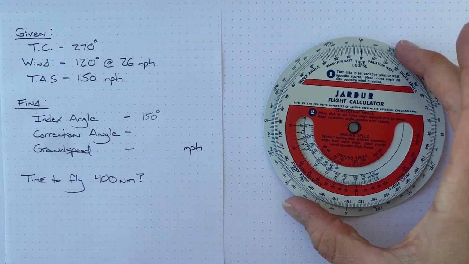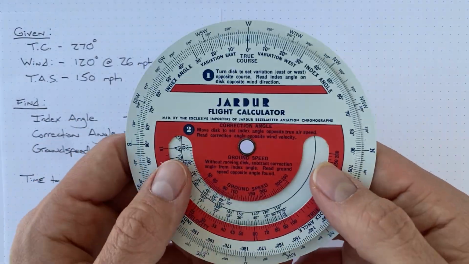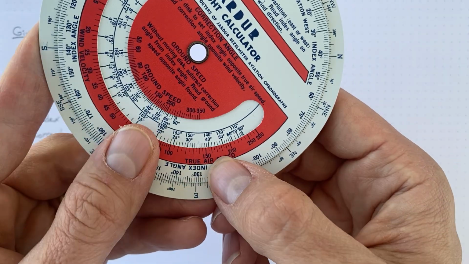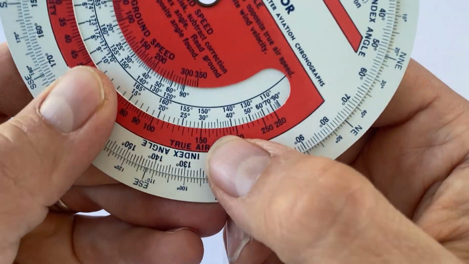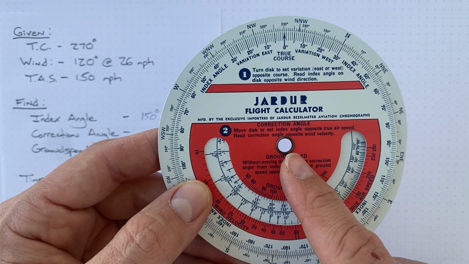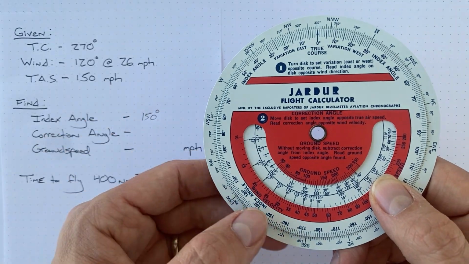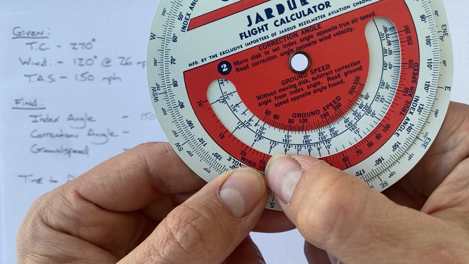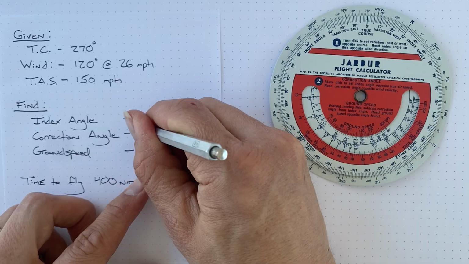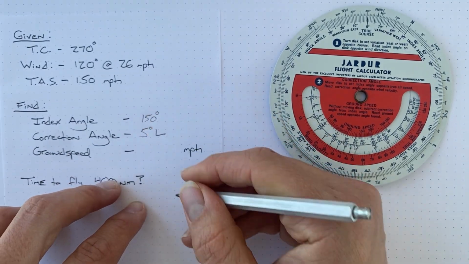And then we move on to step 2, which is move the disk to set the index angle opposite our true airspeed. So our index angle of 150 has to be set across our true airspeed of 150. So here's my true airspeed and 150 lined up against 150 there. And it says, next, read the correction angle opposite our wind velocity. So our wind velocity is 26 miles per hour. Across from our wind velocity here of 26, we can read a 5-degree correction angle. And that wind was from the left, so that'll be correcting to the left, 5 degrees to the left.